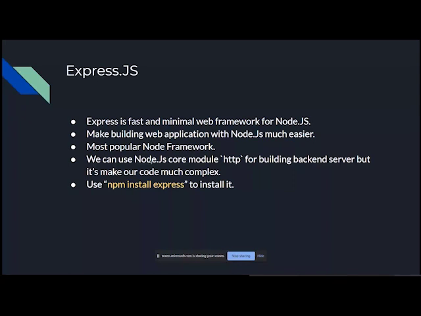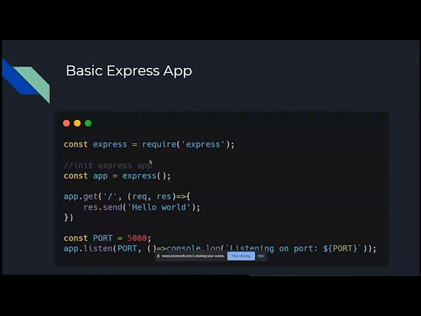To install Express.js, we will use npm install express. Here is a basic example of an Express application. First we need to import it. These modules come from the node_modules folder, and we will store it in express. We first need to instantiate this function, then we will call it app, and we can make any REST APIs with that.